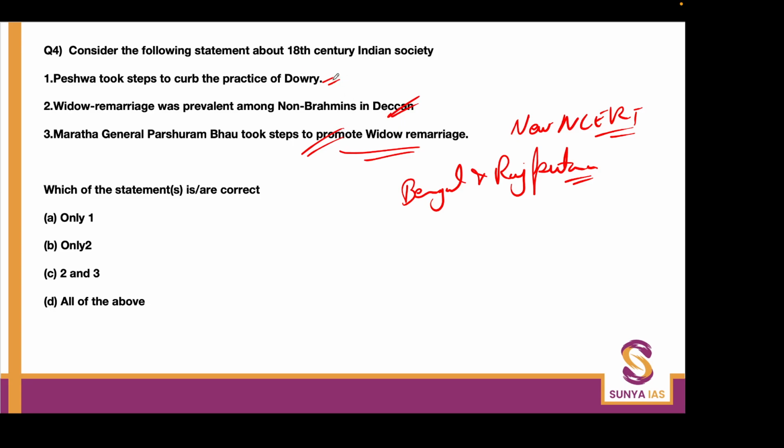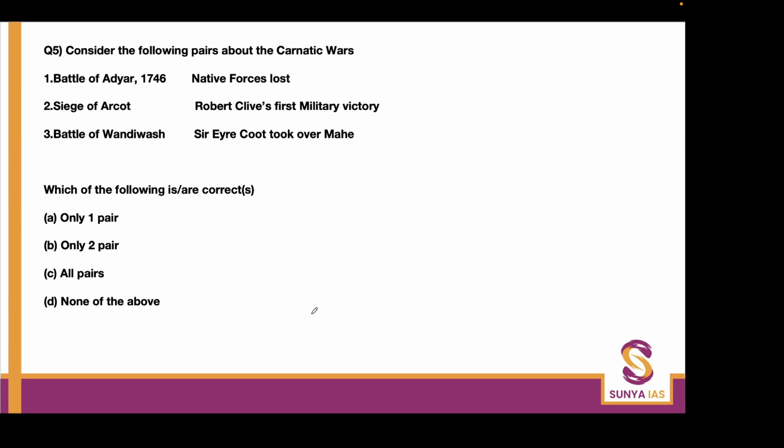Peshwa also took steps to reduce or curb the practice of dowry. This statement is also correct. Okay, all of them are correct here. Consider the following pairs about the Carnatic Wars: Battle of Adyar, Siege of Arcot, Battle of Vandivash. Native forces lost, Robert Clive's first military victory, Eyre Coote took over Mahe. Which of them is correct?